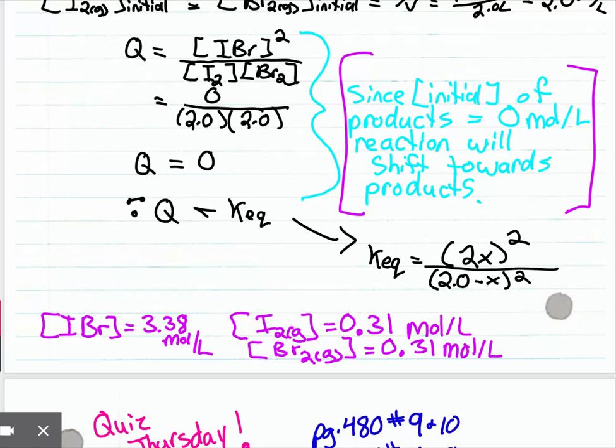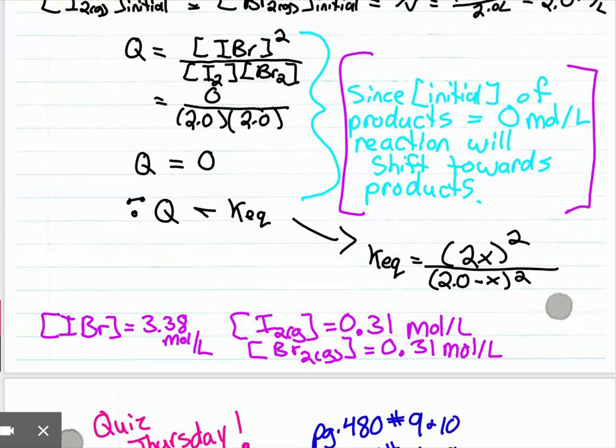And then once you solve for X, because you know K equilibrium, Evelyn, be quiet. Once you solve for X, be quiet. I'm almost done. Go away.